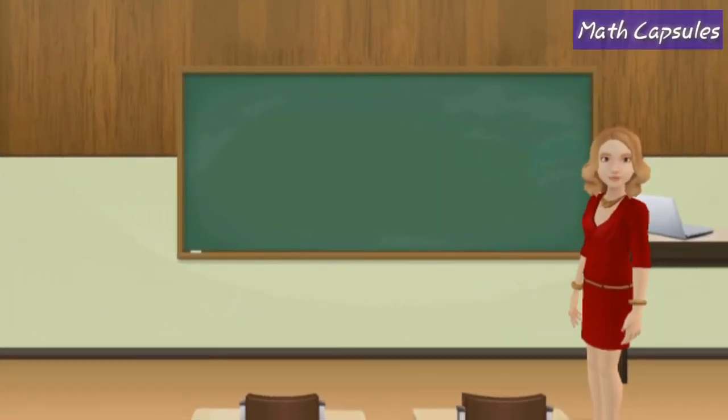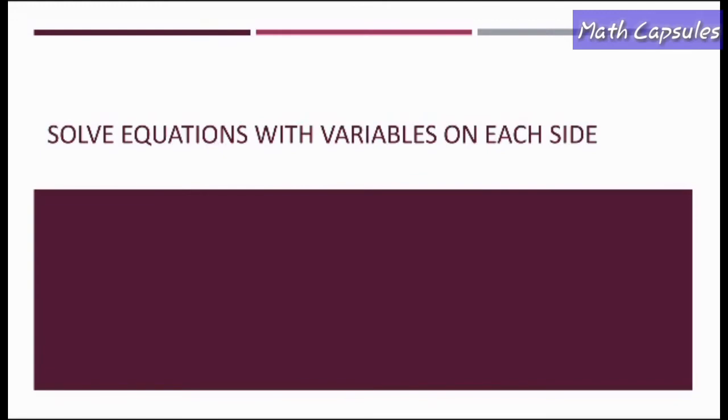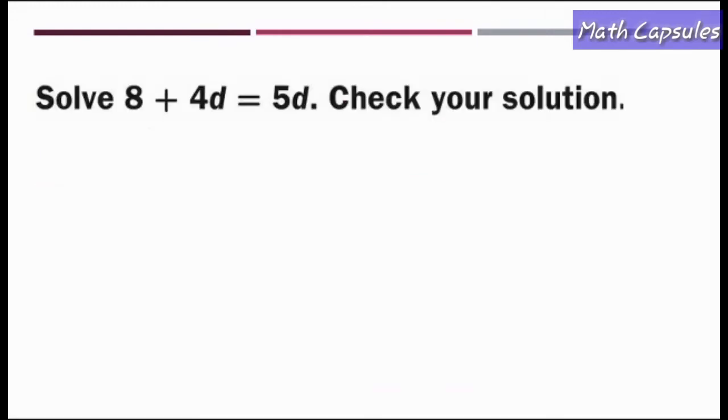Following our lessons about equations, today we're going to talk about solving equations with variables on each side. Solve the equation 8 plus 4d equals 5d and then check your solution. As you see here in this equation, we have the variable d on the left hand side and 5d on the right hand side of the equal sign.